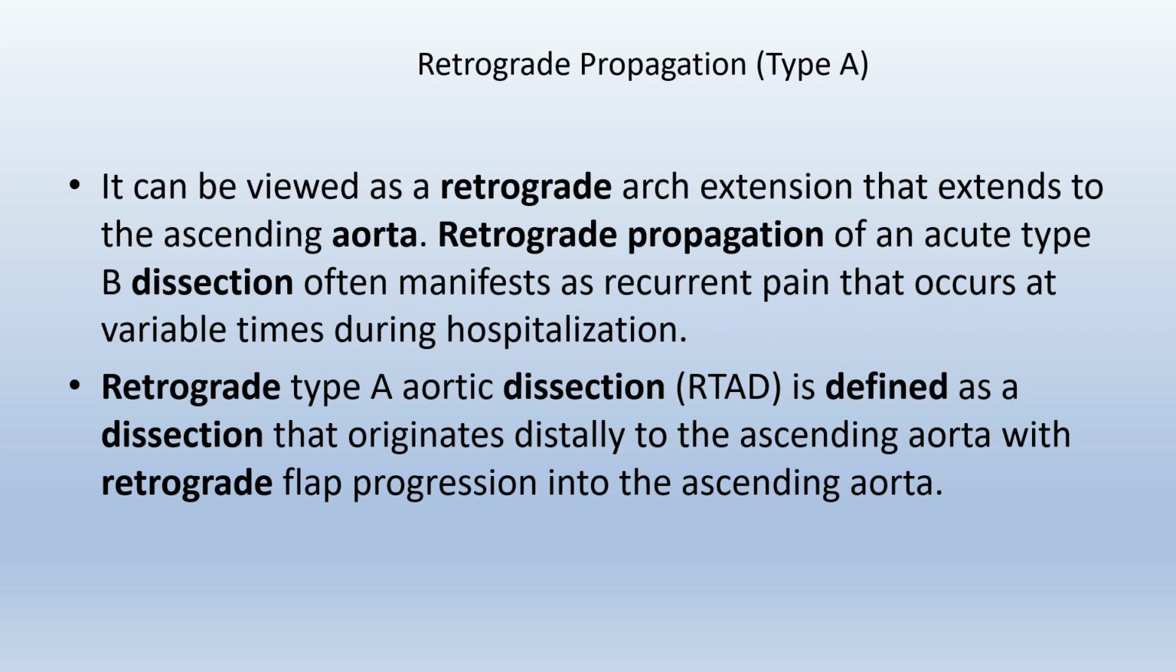Retrograde propagation of type A can be viewed as retrograde arch extension that extends into the ascending aorta. Retrograde propagation of the acute type B dissection often manifests as recurrent pain that occurs at variable times during the hospitalization. Retrograde type A aortic dissection is defined as dissection that originates distal to the descending aorta with retrograde flap progression into the ascending aorta.